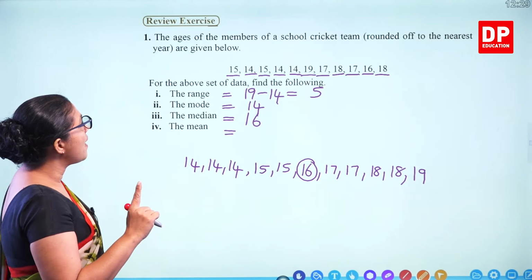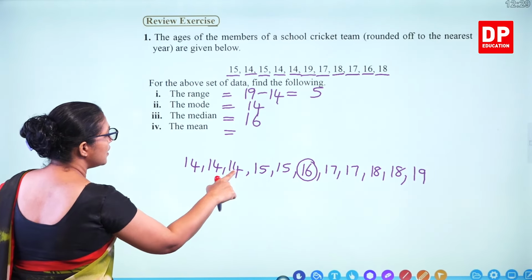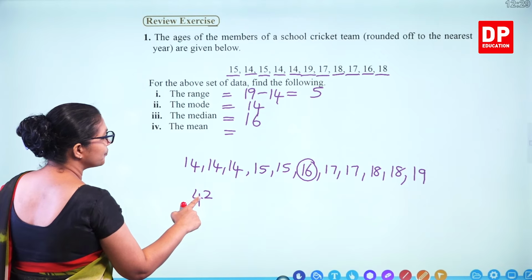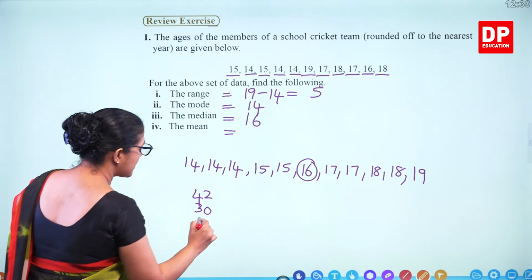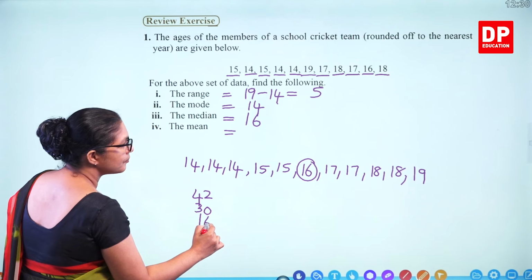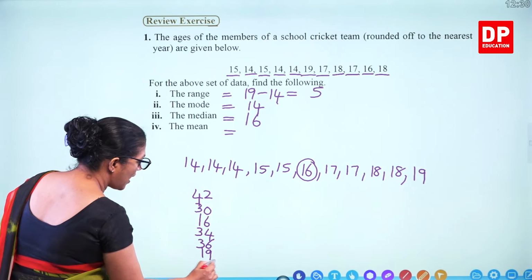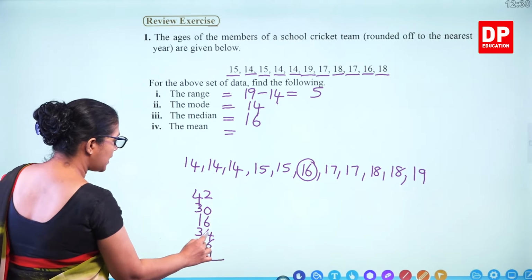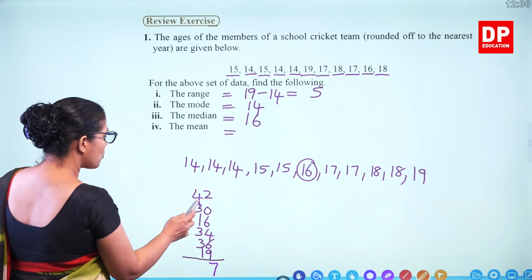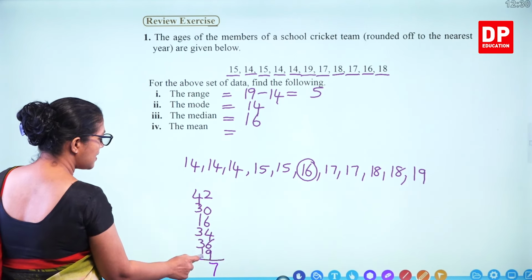What's the mean? Take the total and divide by the number of terms. So we'll find the total. 14, 3 times. What's the total? 42. 15 twice, that's 30. You get 16. 17 twice, you get 34. 18 twice, 36. And you get 19. So add all together. 6 plus 4, 10. 19, 25, 27. 2 remaining. So you get 6 plus 3, 9, 10, 13, 16, 17, 177.